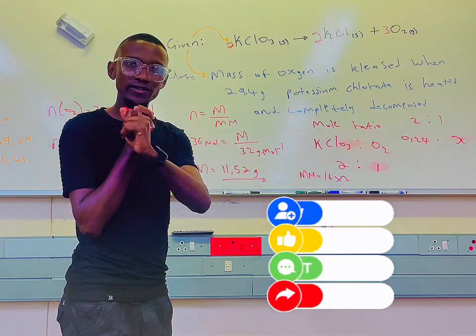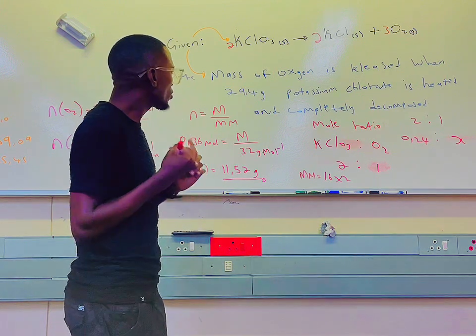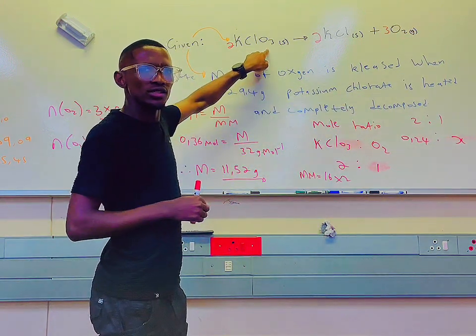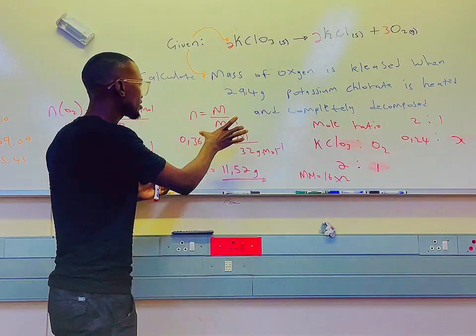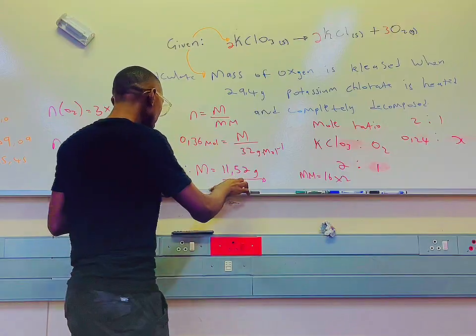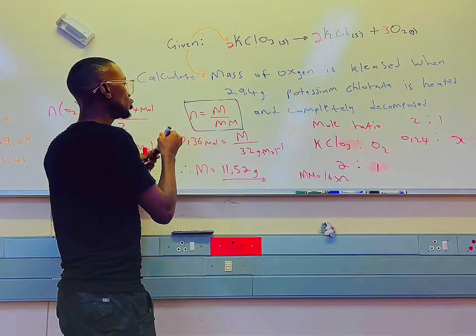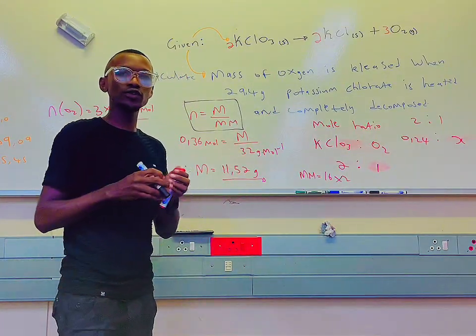Number one, how can I find the mass of oxygen? I must be given something that can help me to do that, right? So I found that I was given the mass of potassium chlorate. So if I'm given the mass, what must I do? Because I'm clueless now. No, remember, the formula is this. Remember, this is your formula, all right? So you put the mass where the mass is. Find the molar mass. For the molar mass, you're going to make use of your periodic table.